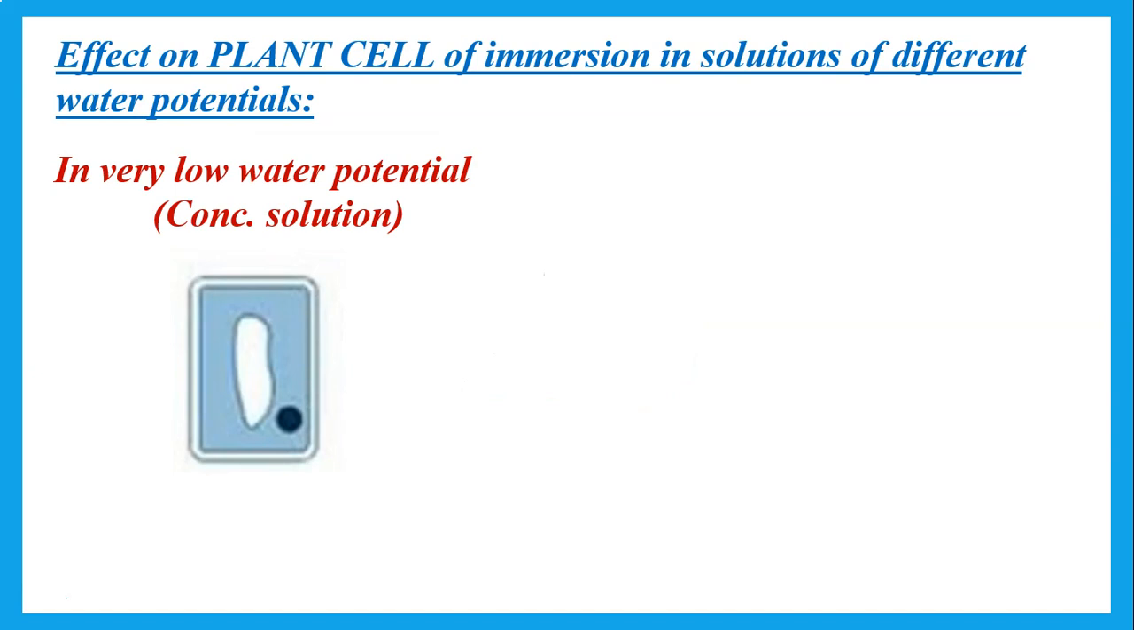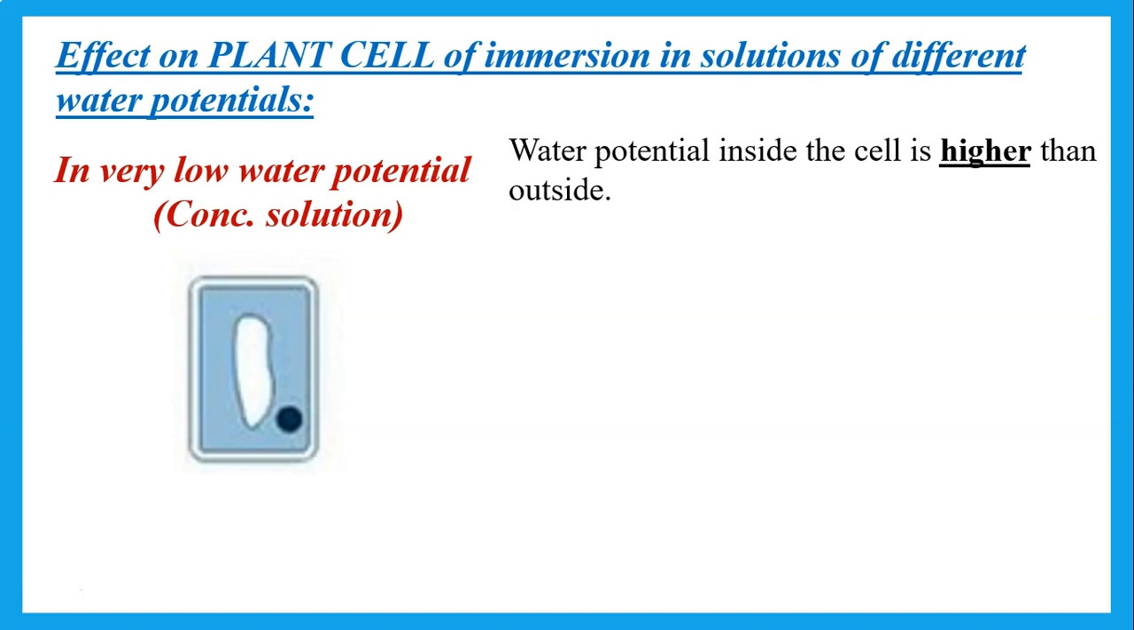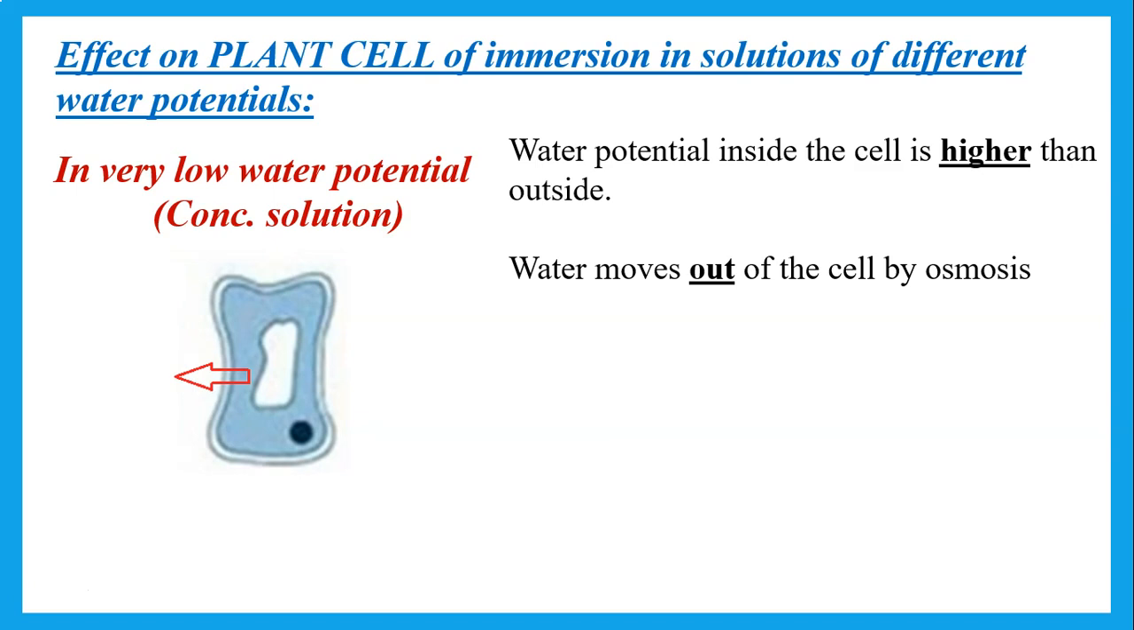What if we have a plant cell? You know that a plant cell has a cell wall and a cell membrane. Now I'm going to put it into a concentrated solution. That means it has low water potential. What will happen to my plant cell? Well, if I put it in a concentrated salt solution, this has low water potential, and that means the water potential inside the cell is higher than outside. So what will happen to the water? The water will move out of the cell by osmosis.